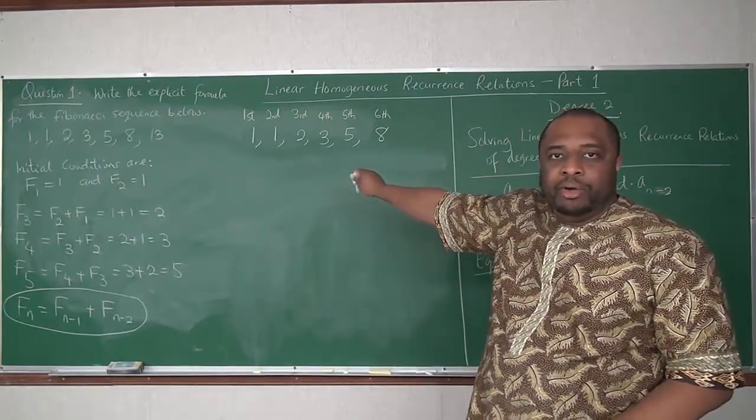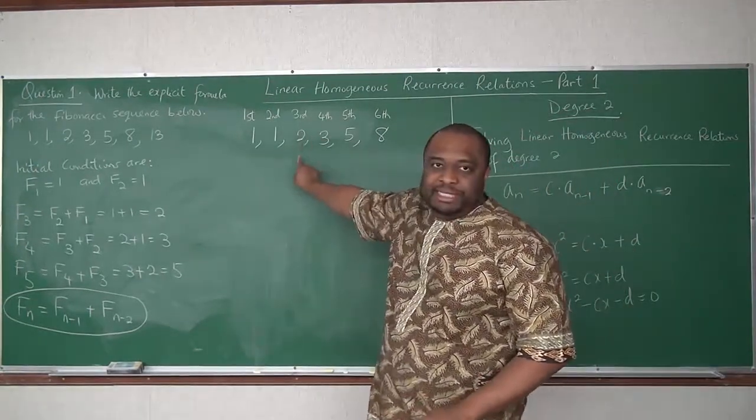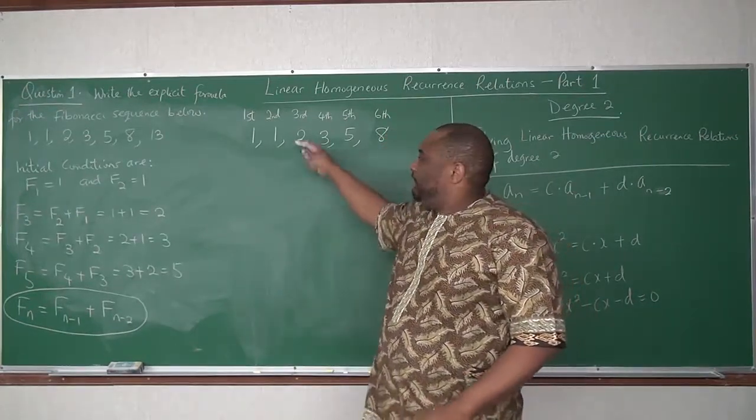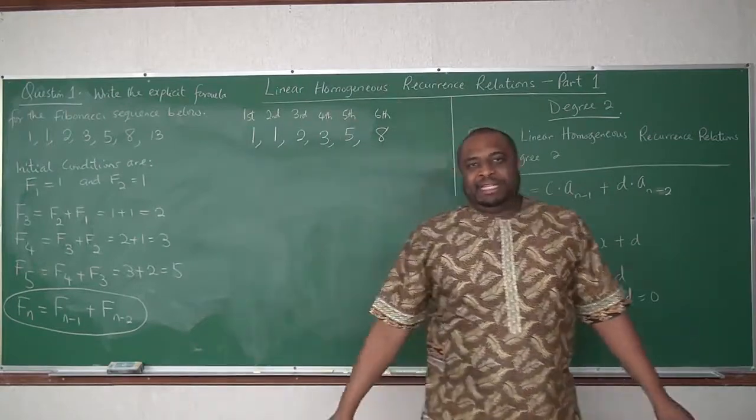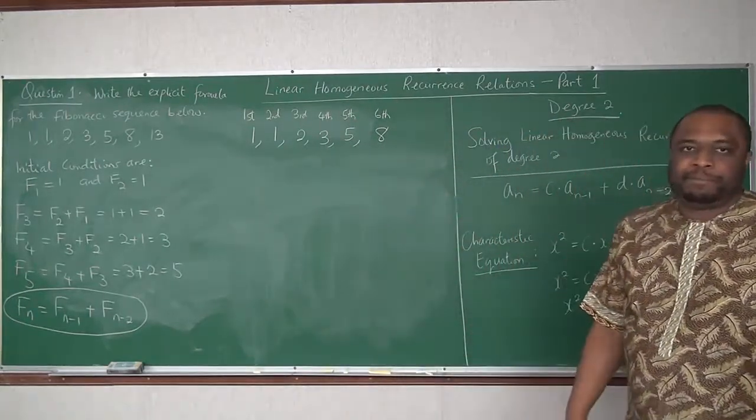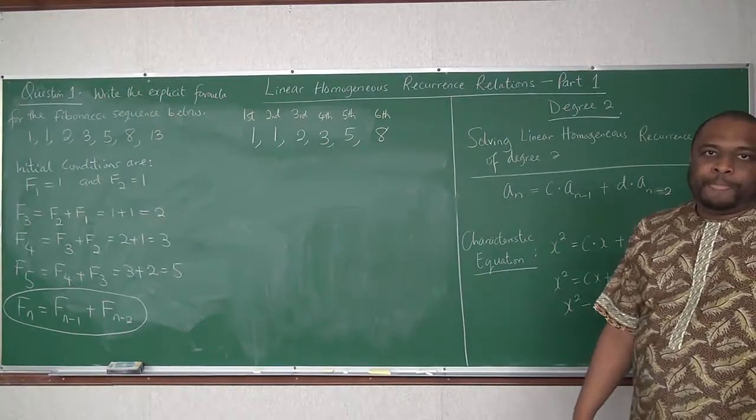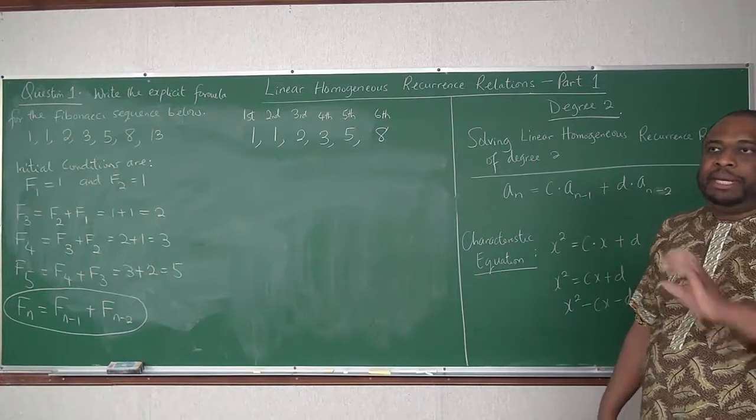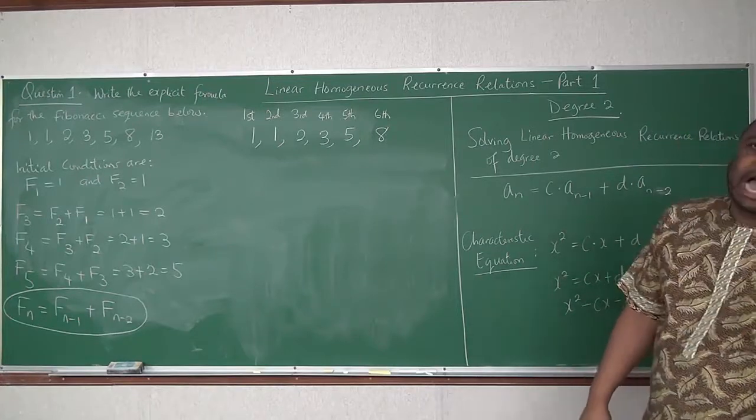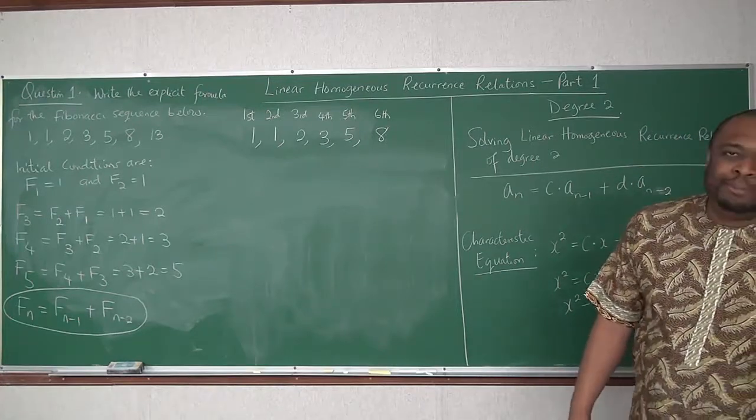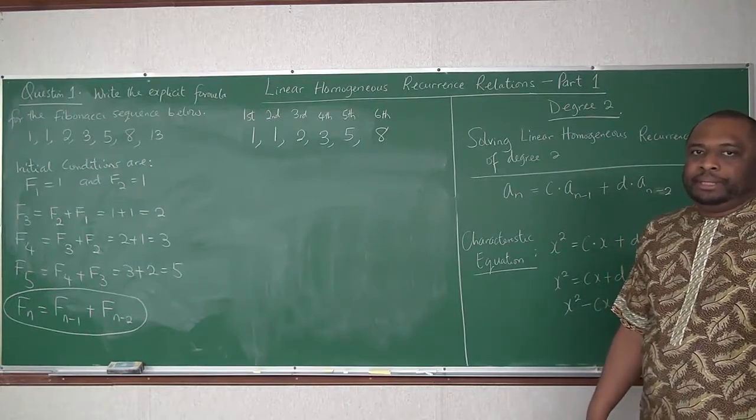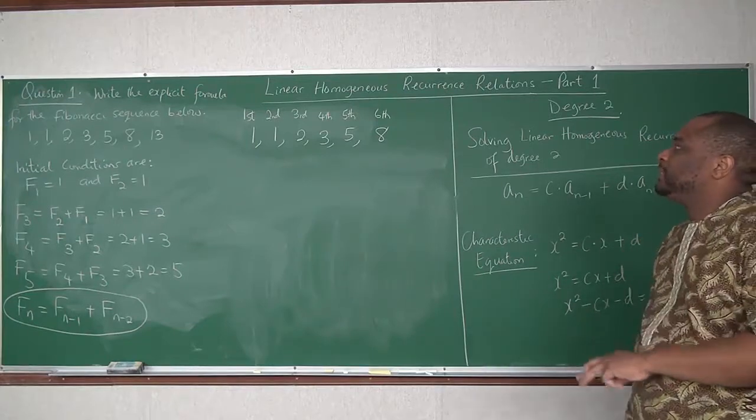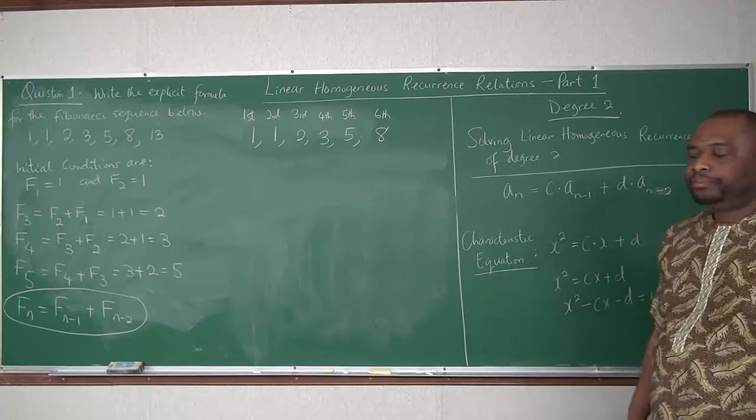So, as you can see here, in the Fibonacci sequence, each term in the sequence, besides the first two terms, is got from the two preceding terms, the two previous terms. Third term is got from second term and first term. Fourth term is got from third term and second term.